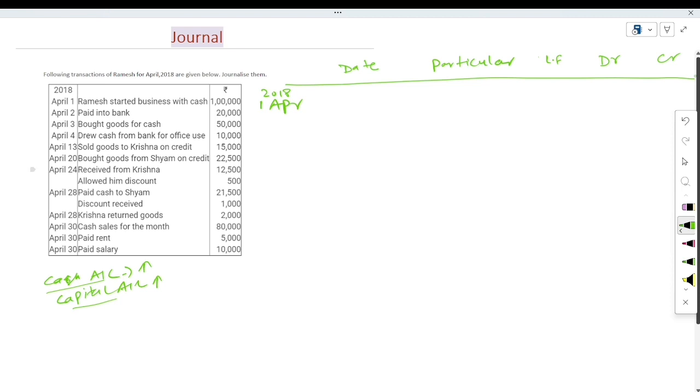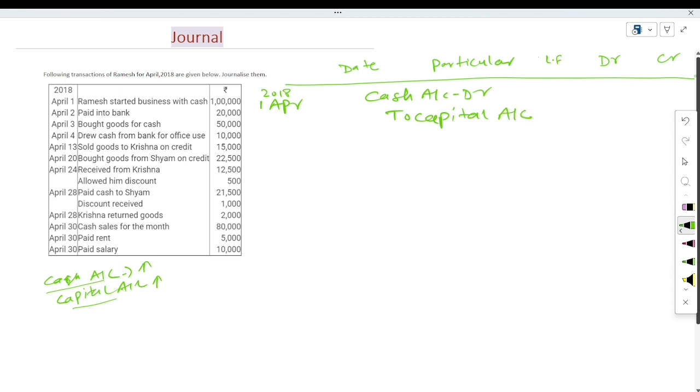So what would be the rules of debit and credit? According to the modern approach, increase in asset is debit, decrease in asset is credit. Here cash is coming into the business, so the cash account would be debited. And the capital account: the rule of capital account is that increase in capital is credit, decrease in capital is debit. So what entry will we pass here? We will pass the entry: cash account debit to capital account.